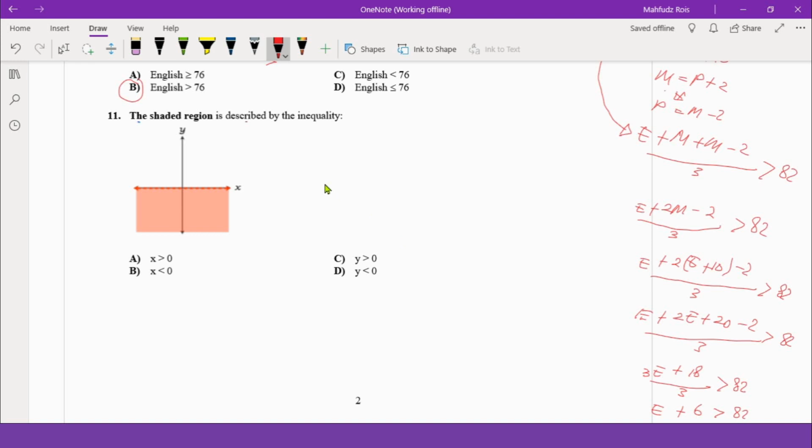Which one is true? This dashed red line is the x-axis, right? The x-axis means the equation y equals 0. Since the region is under the x-axis, it will be y less than 0. It is not less than or equal because the line is dashed. If it were a full line, it would be less than or equal. So this one is D.